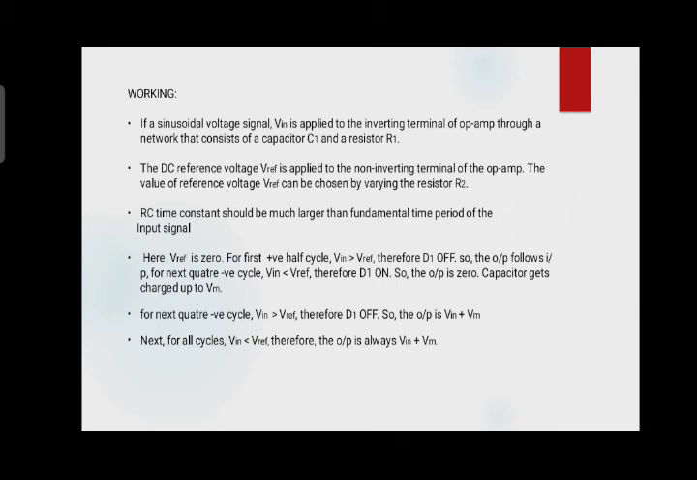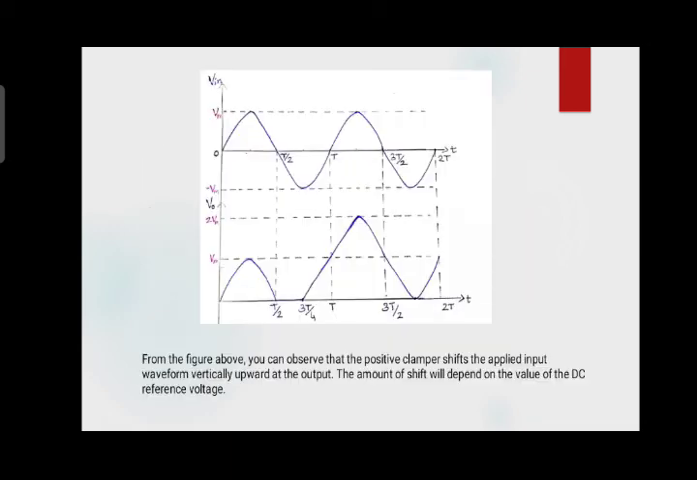So the diode becomes off. So the output is Vin plus Vm. For all the cycles, the Vin is less than V reference. Therefore, the output is always Vin plus Vm. Therefore, the input signal is shifted to the applied DC level. Here is the output waveform of the positive clamper. The positive clamper shifts the input voltage vertically upwards.